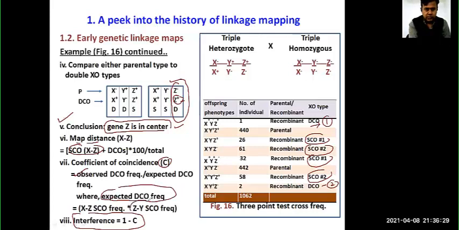So you can take what? X to Z SCO frequency and Z to Y SCO frequency, only SCO, no DCO. Okay, दोनों को मल्टीप्लाई करना है. SCO क्योंकि आपको डिस्टेंस कहां से XZ की करना है, किसकी करना है? X to Z and Z to Y, both SCO you have to multiply. Then you are getting the expected DCO frequency. This is the unique point. And observed will be given.